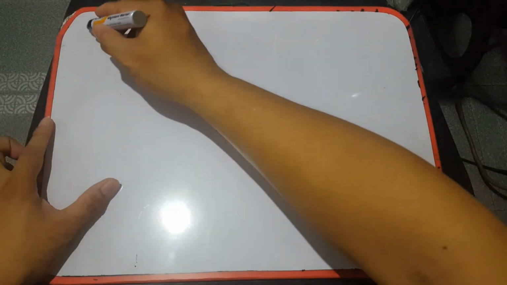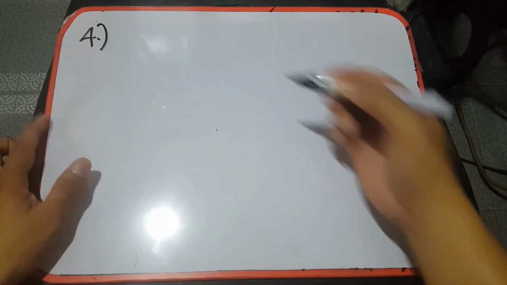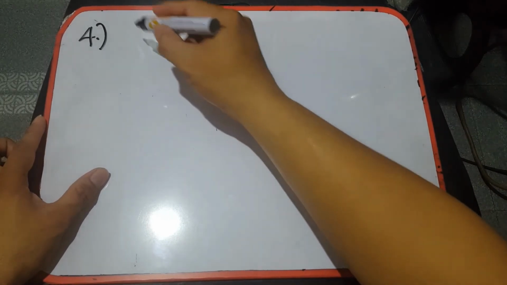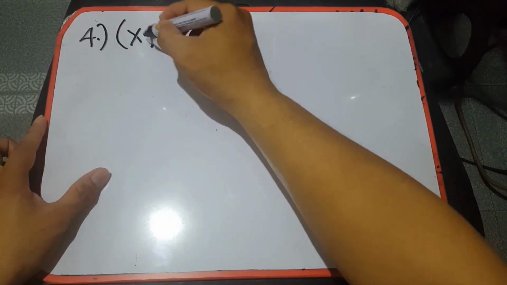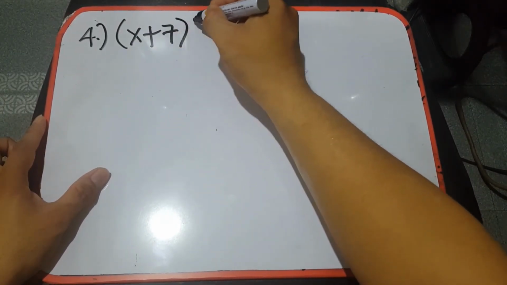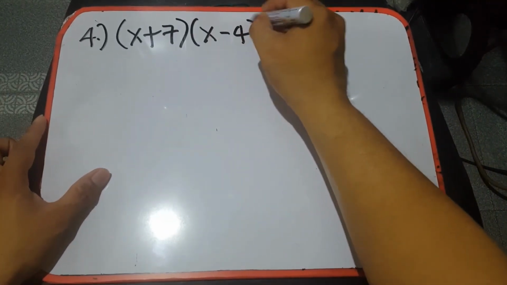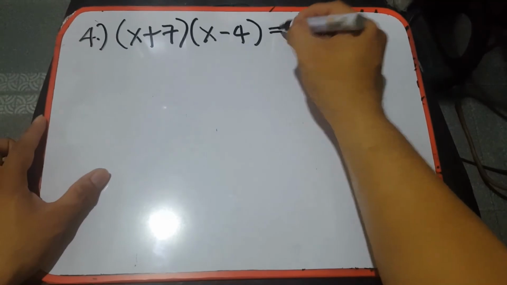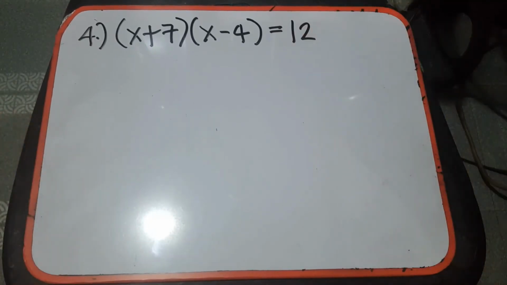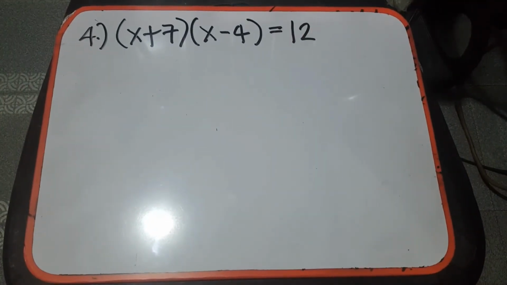Okay, so let us continue now answering more examples about equations transformable to quadratic equation. So let's have example number 4 here. The given is the quantity x plus 7 times the quantity x minus 4 is equal to 12. That example number 4 is similar to example number 1 that we have answered earlier.